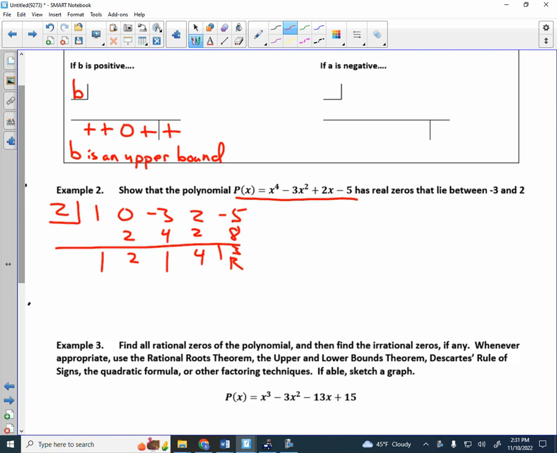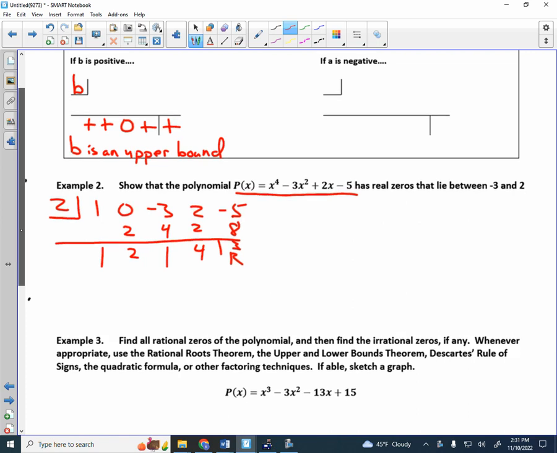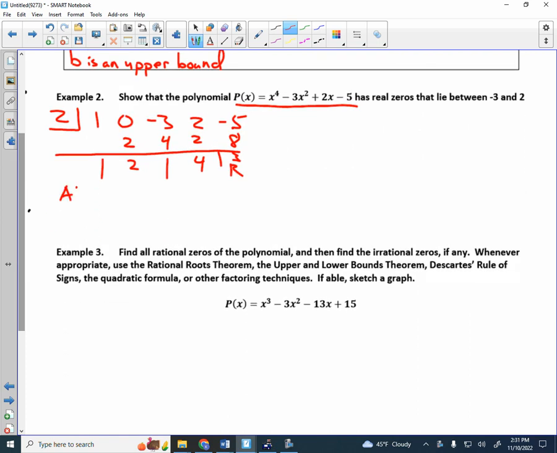Sounds good. All right. What do you notice about my output? They are all positive. Thus, 2 is an upper bound.